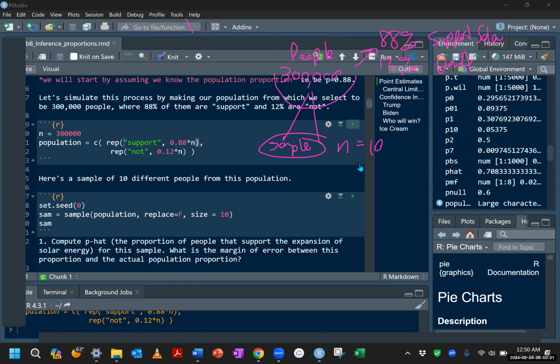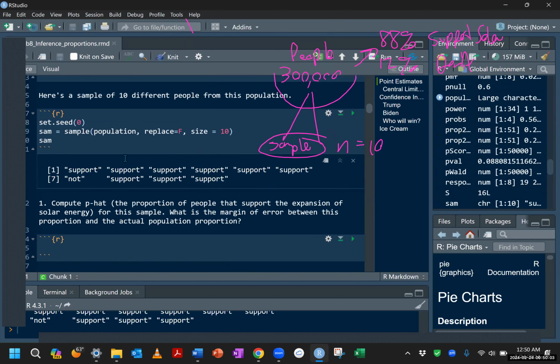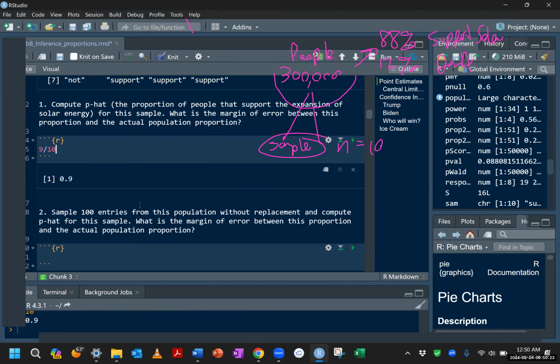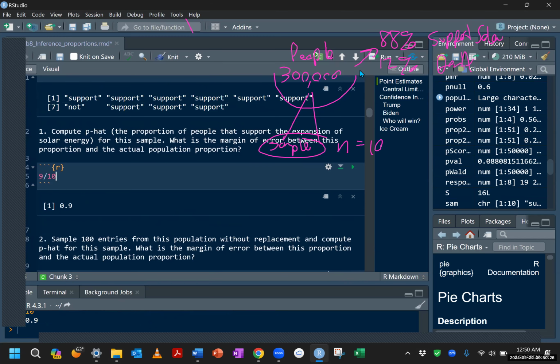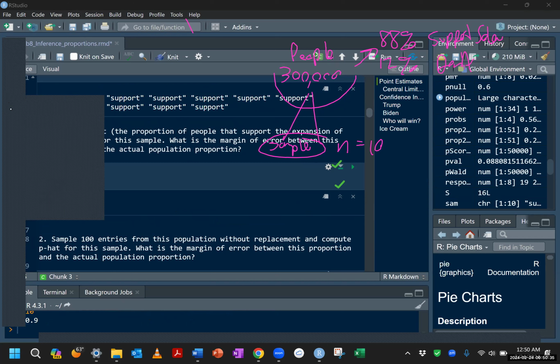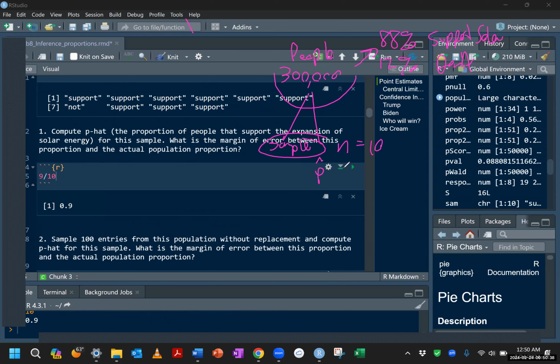So based off my sample, if I run this and then run this, you can see my sample. It looks like 1, 2, 3, 4, 5, 6, 7, 8, 9 support energy, 1 doesn't. So let's find the proportion that support the expansion of solar energy. That's what we call p hat. And 9 out of 10 is a 90% proportion from my sample. So it's kind of representative. Just illustrating, we sampled p hat was 9 out of 10, so 0.90.